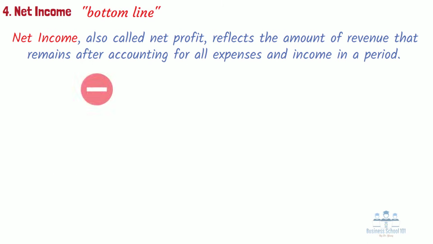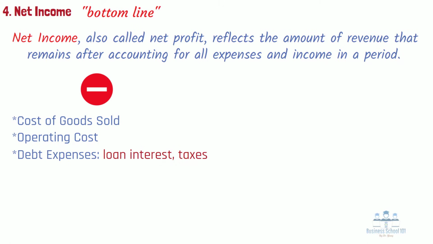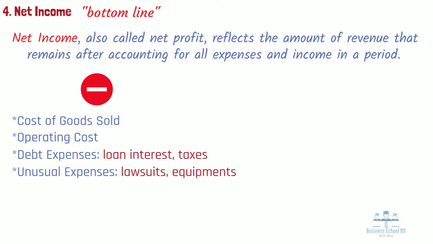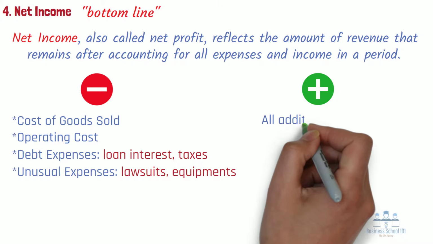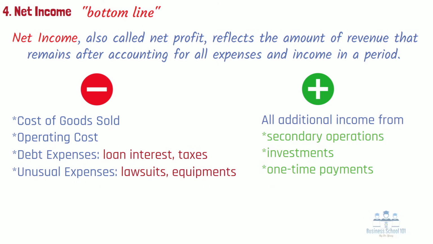From the operating profit figure, debt expenses such as loan interest, taxes, and one-time entries for unusual expenses such as lawsuits or equipment purchases are all subtracted. All additional income from secondary operations or investments and one-time payments for things such as the sale of assets are added. Net income is arguably the most important financial metric, reflecting a company's ability to generate profit for owners and shareholders alike.